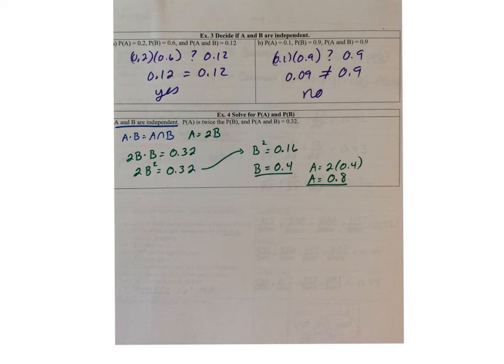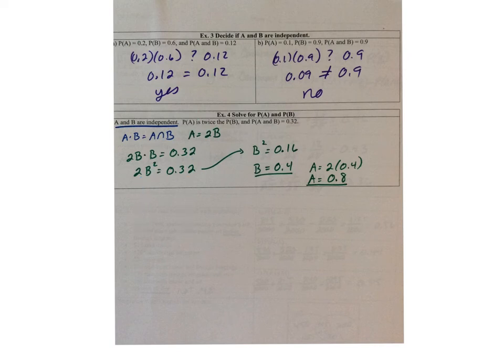So I'm now going to use substitution. I'm going to substitute 2B in for A, so I get 2B times B. And I'm going to substitute 0.32 for A and B. So I now have 2B times B equals 0.32. So this is 2B squared.